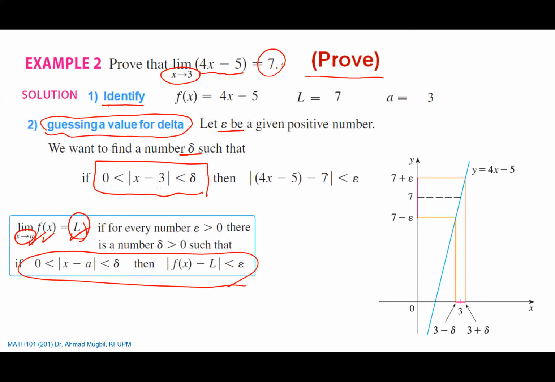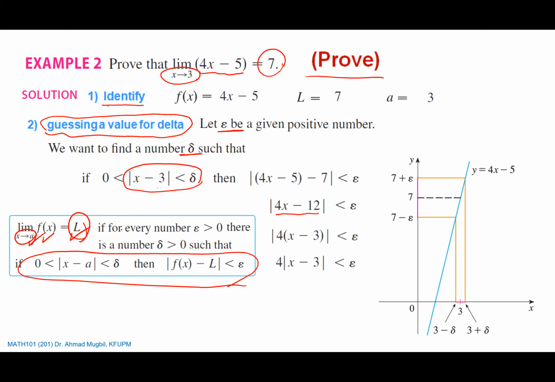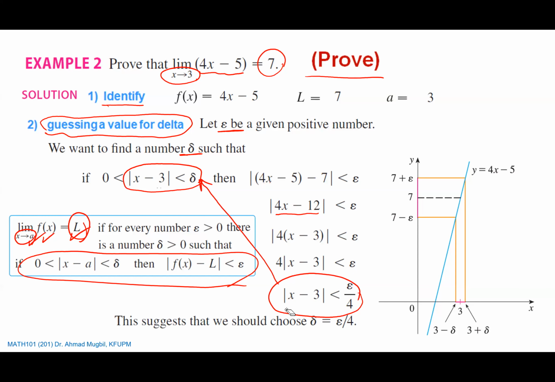What do you have here? You have 4x minus 5 minus 7, it will be 4x minus 12. Now keep in mind that this is your target, Shabab. So what can I do here? I will take 4 as a common factor and bring it out of the absolute value. Exactly. Now divide both sides by 4. Then the absolute value of x minus 3 is less than epsilon over 4. Compare this with this. It suggests that delta is what? Epsilon over 4. This suggests that we should choose delta equals epsilon over 4.